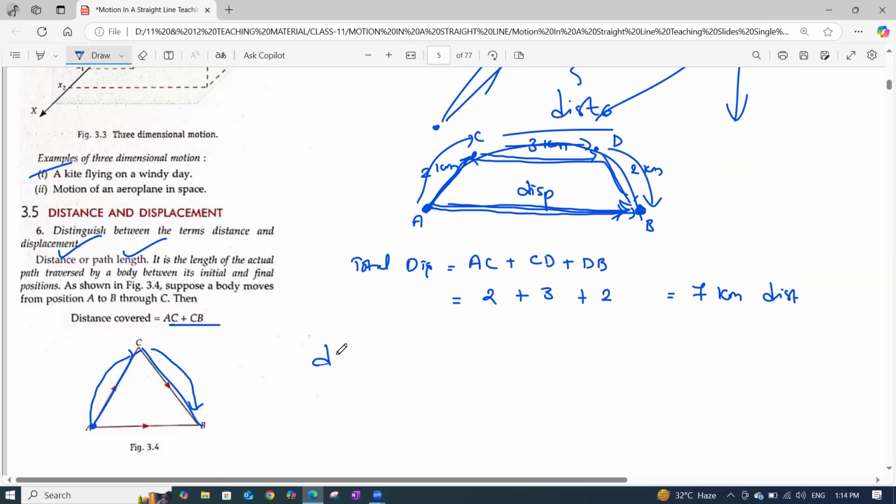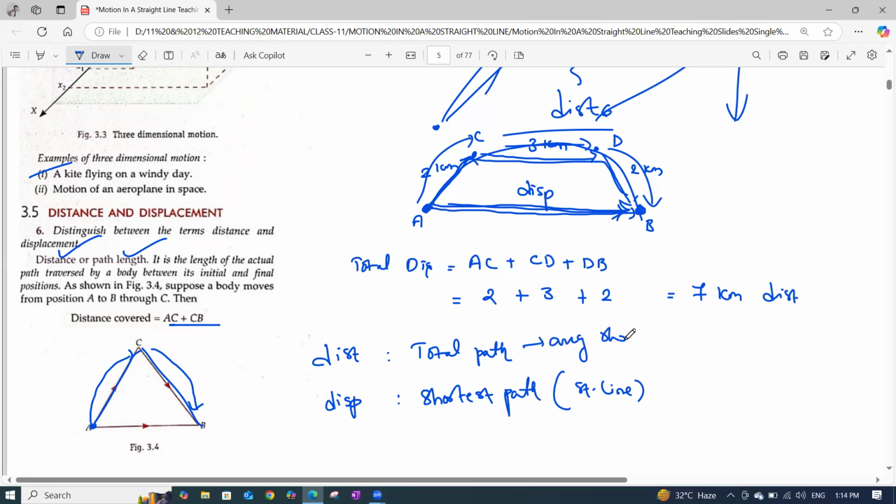So, distance is nothing but total path. Displacement is nothing but shortest path. That shortest path will always be in a straight line. The distance can be in any shape. Any shape. It can be a straight line, it can be a curve, anything.